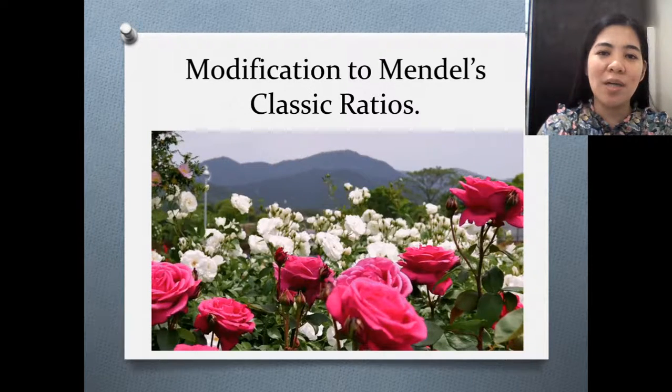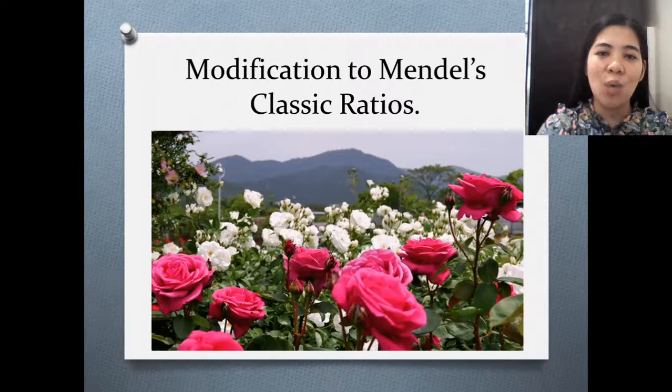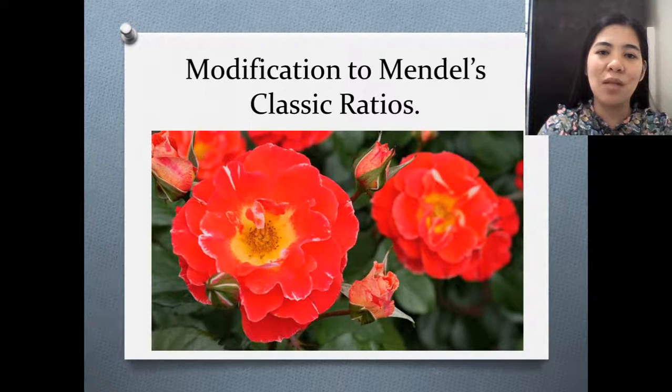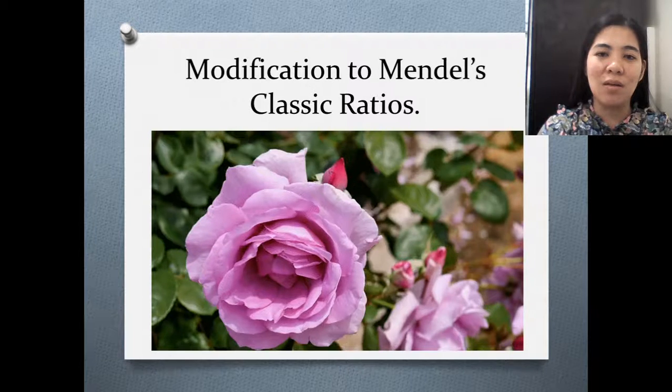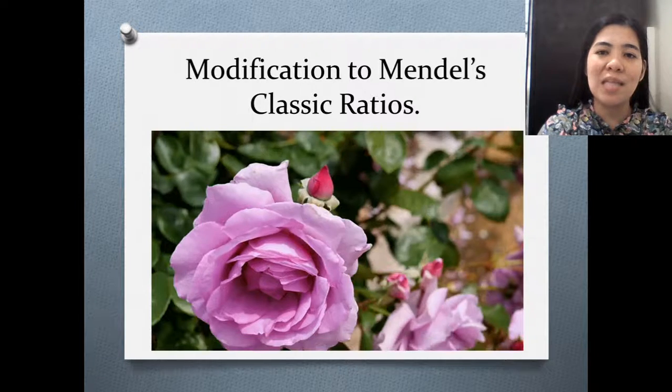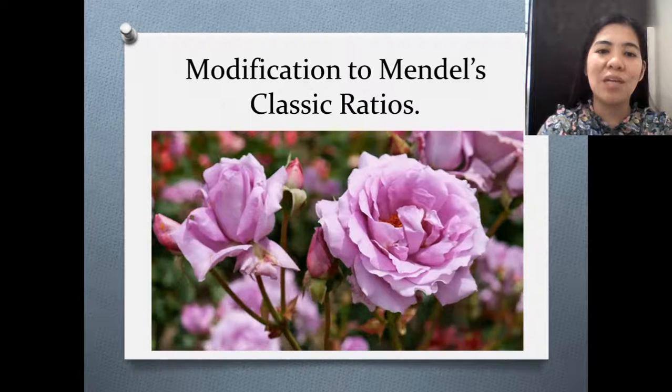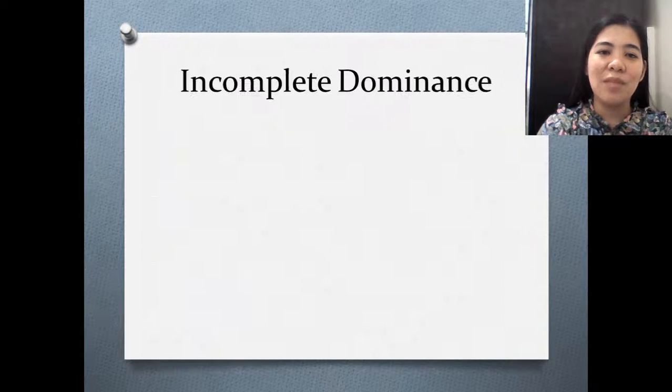Since we will be talking about its modification, wherein it doesn't follow the segregation in accordance to Mendel's law, we refer to it as the non-Mendelian mode of inheritance. The first mode is incomplete dominance. In incomplete dominance, the phenotype expressed is a blend of two extreme phenotypes.